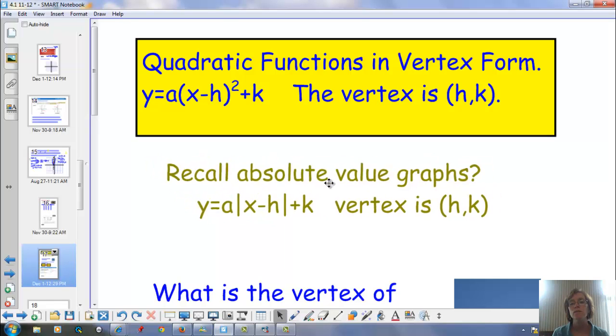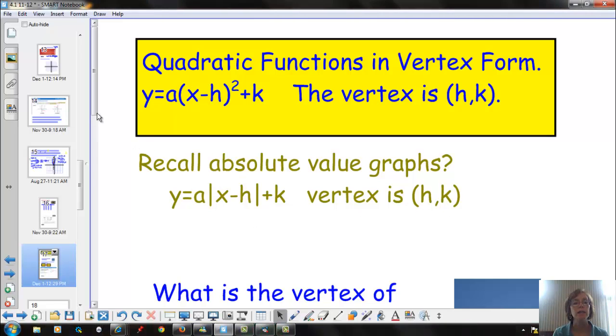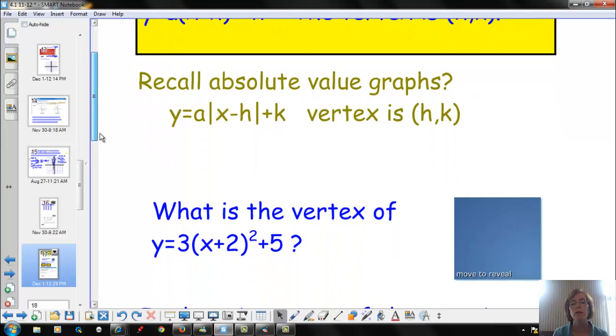Alright, this should feel very familiar to you, like absolute value graphs that we were just talking about, because in those we had y equals a times absolute value of x minus h plus k, and the vertex was h, k. So it's very similar, just absolute value or squaring something. So let's take a look at this example. What is the vertex of this?